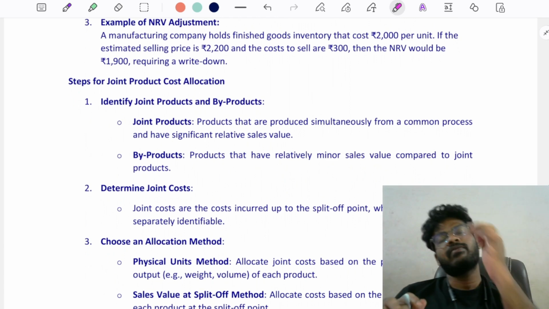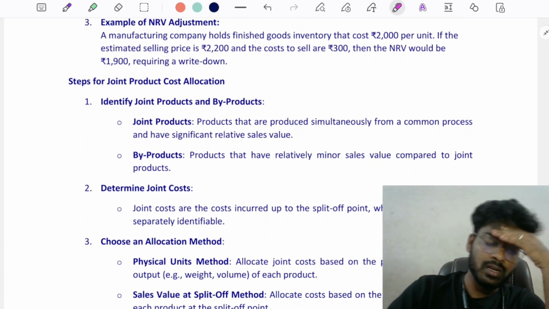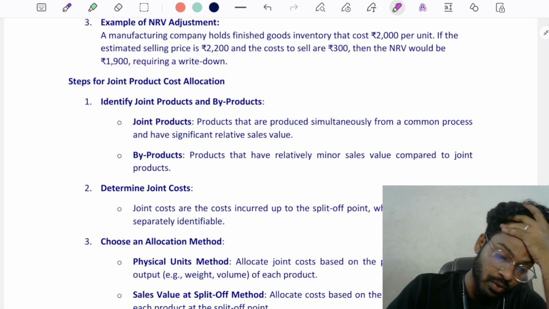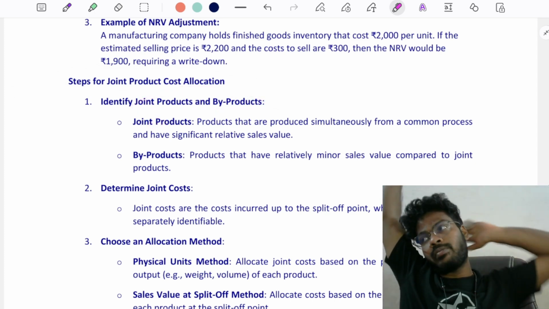Steps to solve joint product cost allocation. Identify joint product and byproduct. What is joint product?